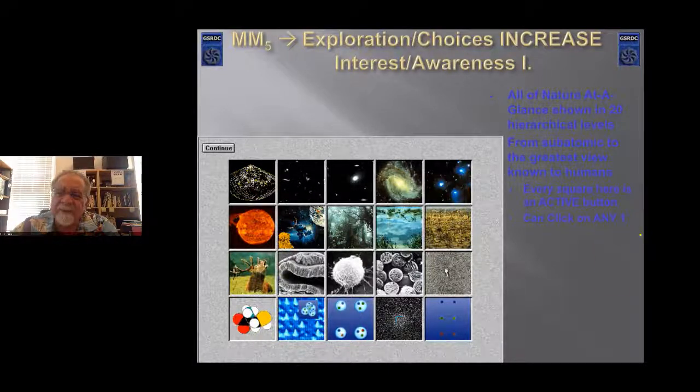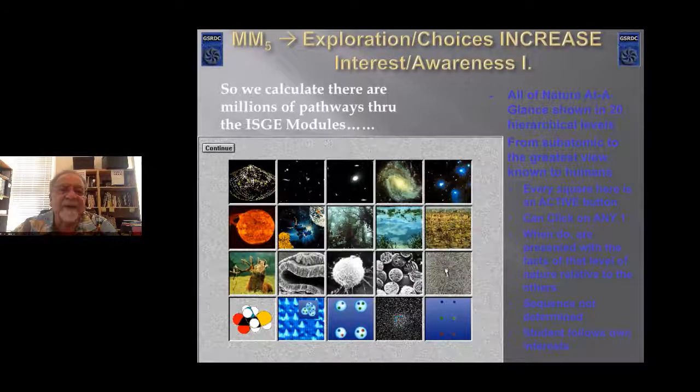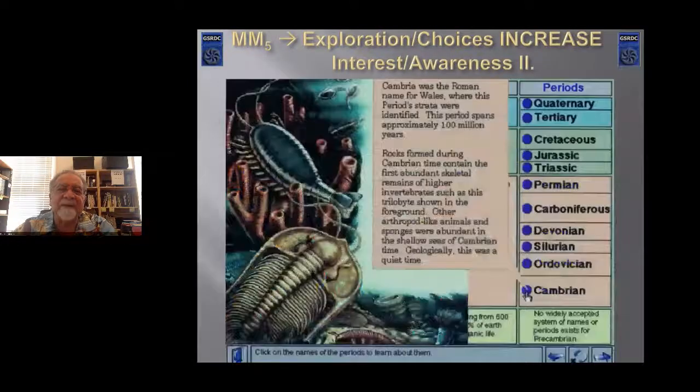I already went over this one, so I'm going to skip it. Remember, the sequence is not determined, so they could start at the bottom, the smallest things, and go to the largest things in the universe, or they could start just the biological ones if they wanted. That's up to them. It's just so they do all of them eventually. Student follows their own interests, and that shows why there's so many different pathways possible.